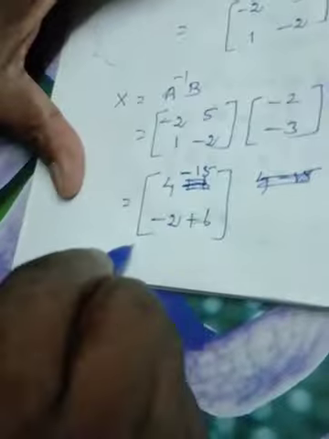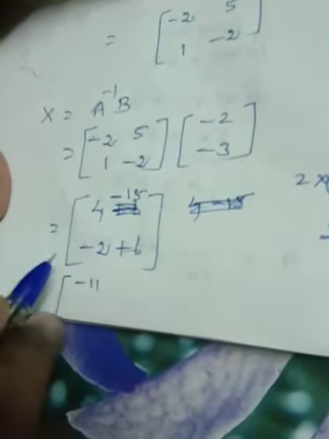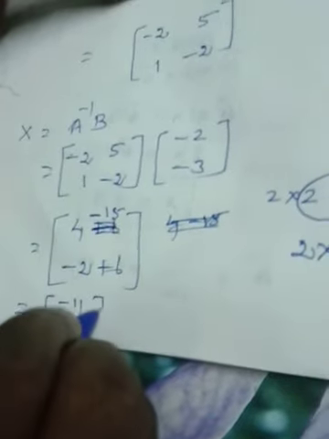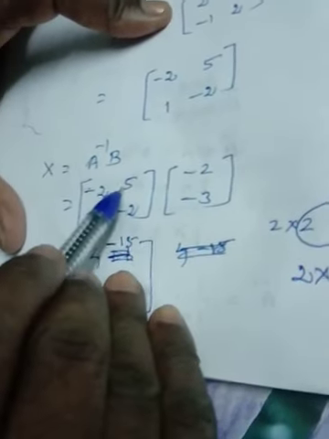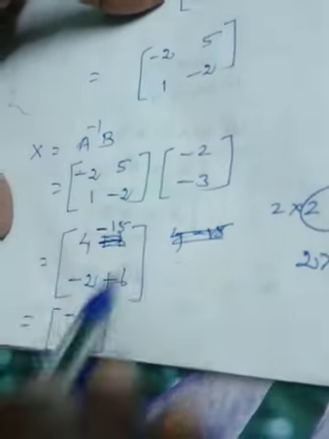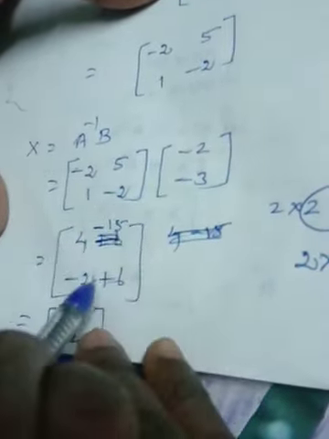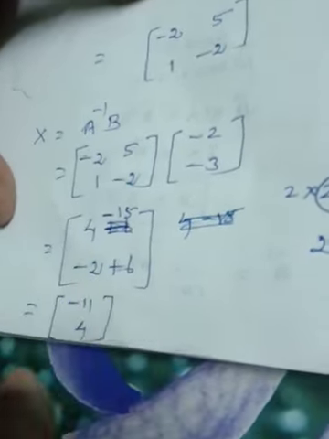So minus 11, positive 4. There are two ways; this is the easy way. First row: minus 2 into minus 2 is positive 4, 5 into minus 3 is minus 15. Second row: 1 into minus 2, plus 6 - negative into negative is positive - therefore 6. Now minus 11, 4.